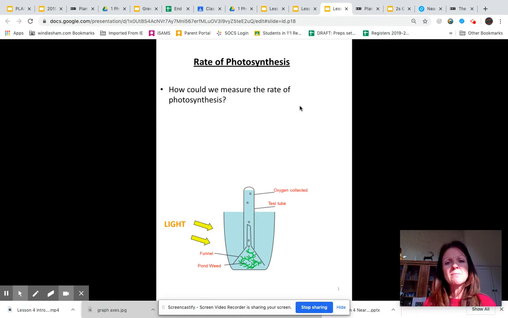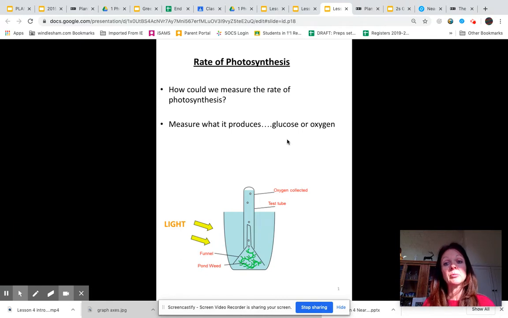So how could we measure how fast a plant is photosynthesizing? Well, we'd have to look at what the plant is producing. Do you remember the two products of photosynthesis? Did you say glucose and oxygen? So just thinking about that, could you measure the amount of glucose made, how fast it makes it? That would be so difficult to measure how fast molecules of glucose are made.